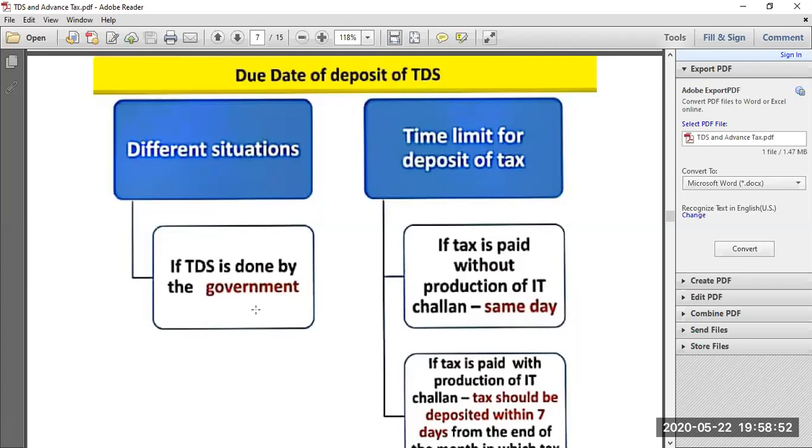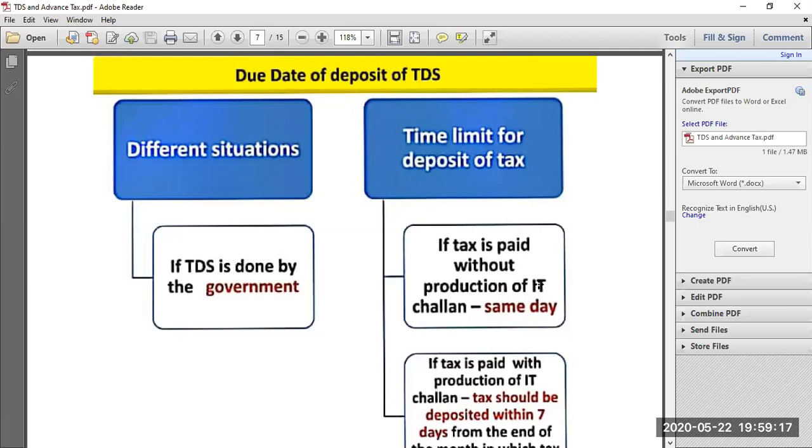In the case of government, a disbursing officer would be there, so it would be deducting the TDS. If the TDS is deducted by the government, the time limit for remitting or depositing the tax is: if the tax is paid without production of IT challan, then it has to be deposited the same day. So if the tax is paid or remitted directly, then on the same day of deducting TDS, you have to remit to the government.